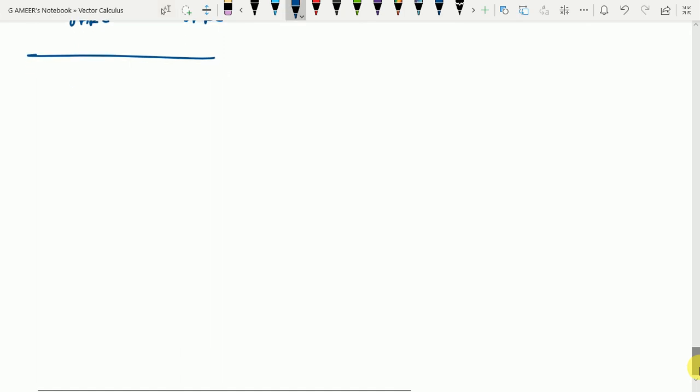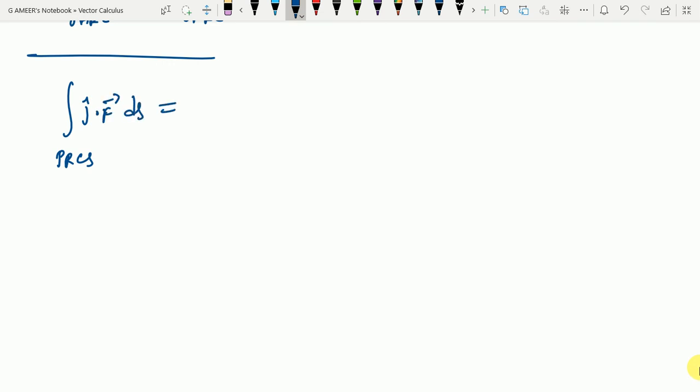So surface integration of j dot F into dS. Only the y component will come. The only y component is minus 2x square y. So it is dz and dx.